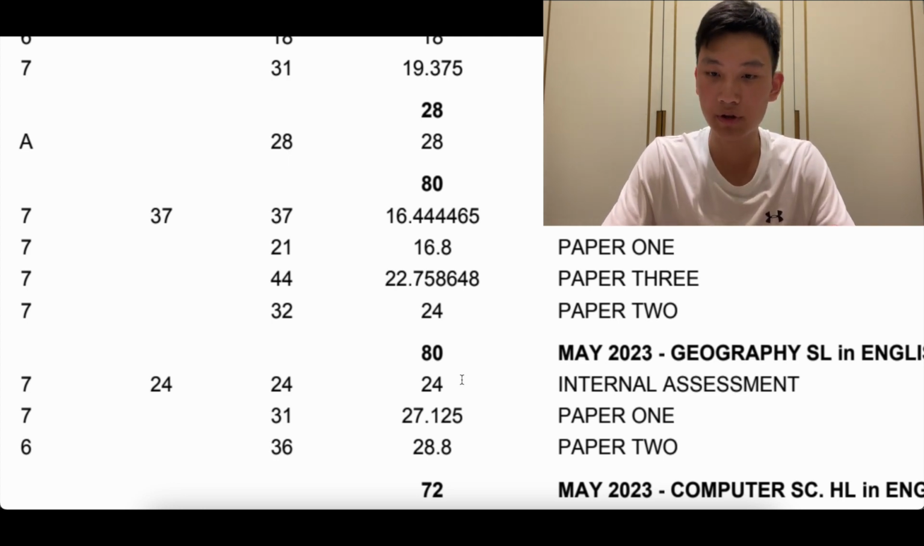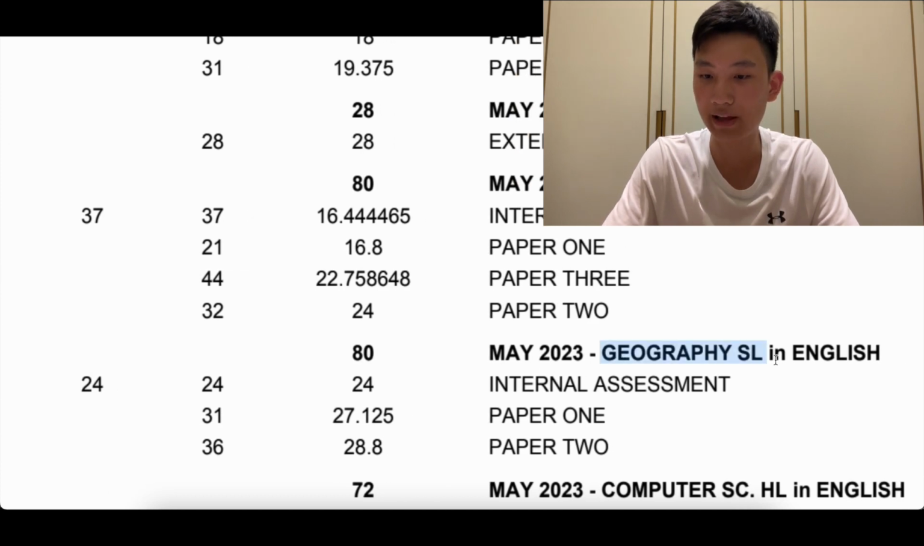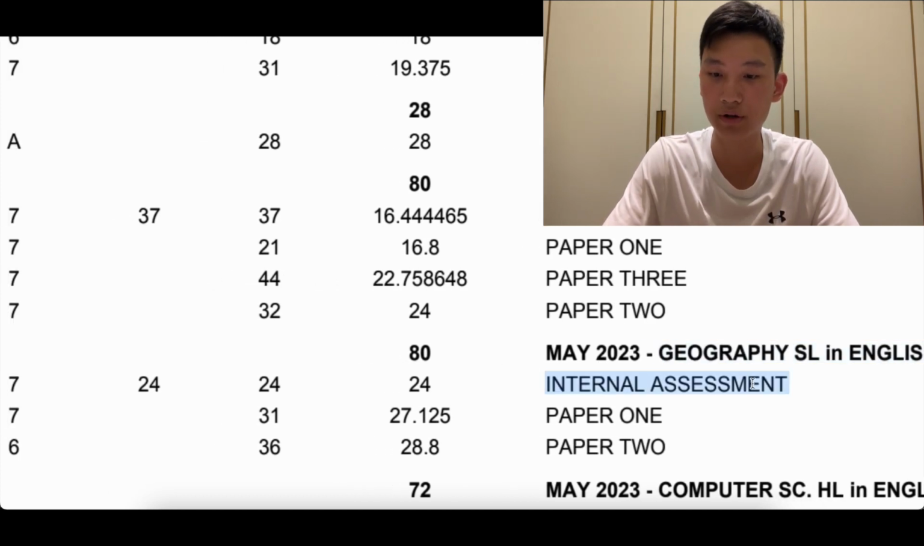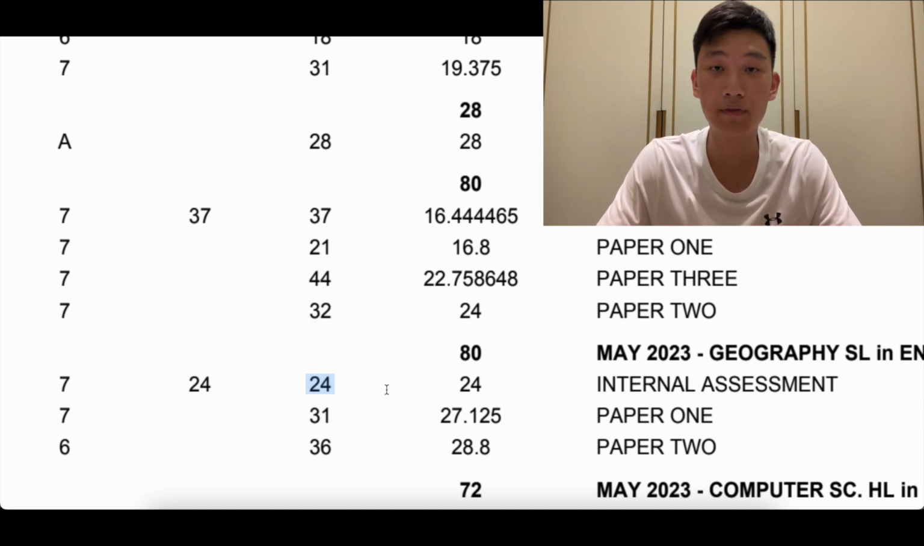real deal. So this is my component score for my IB. Over here, May 2023, Geography SL in English. This is the internal assessment, which I got 7 for. This is the mark graded by my teacher, a 24. This is the mark moderated by the IB, a 24. The IA is out of 25, which means I got a 24 out of 25 for the Geography IA, which means I got a perfect score.